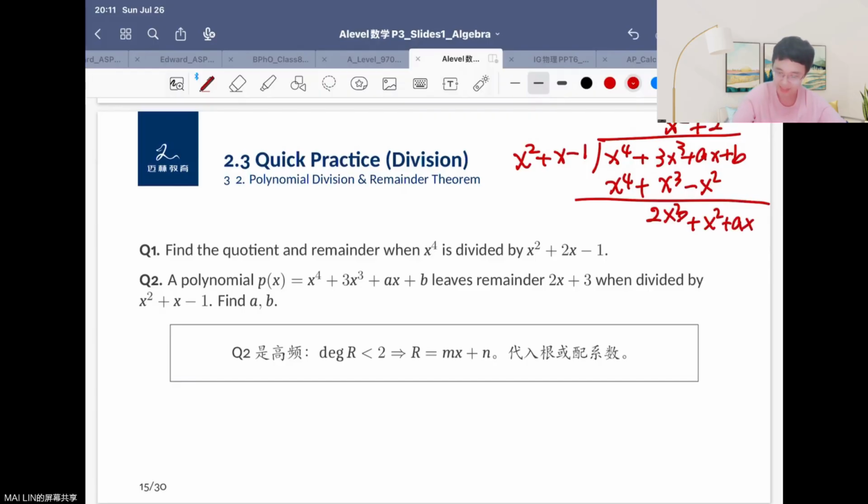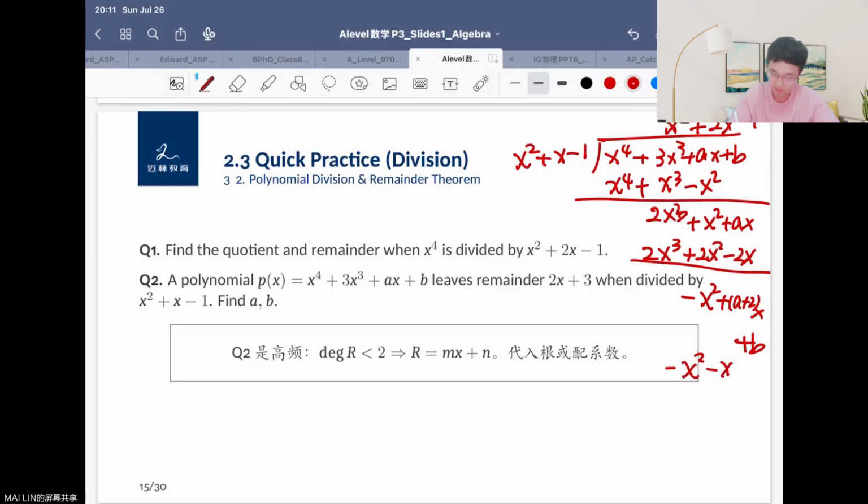So then you can add 2x here, that is 2x cubed plus 2x squared minus 2x. And then you can minus it, so it becomes negative x squared plus a plus 2x, right? Okay, and then plus b. That is for this equation. But then you can add minus 1 here, that is minus x squared minus x plus 1, and then just minus the 2 equations. So first, a plus 2x minus negative x is a plus 3x, right? Second term is b minus 1, right? Okay, that is for the exact value for a and b.